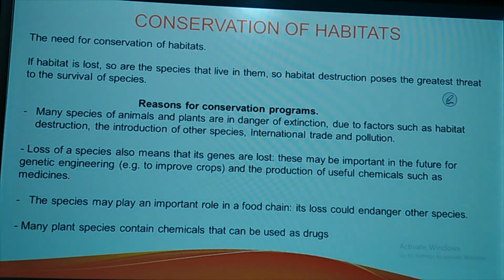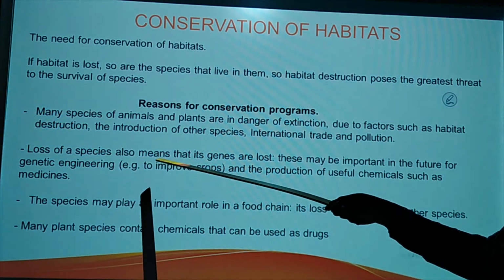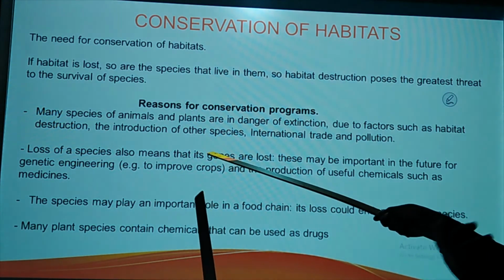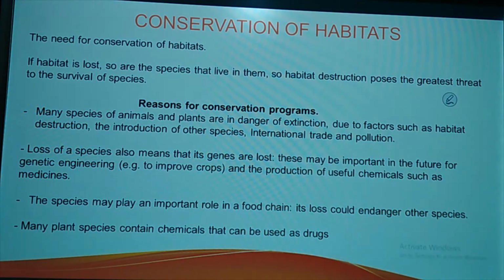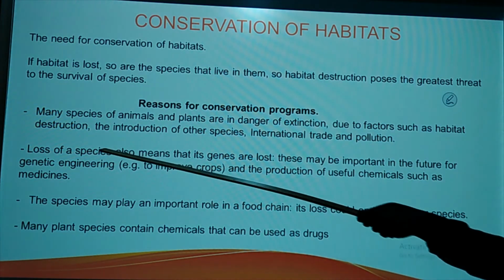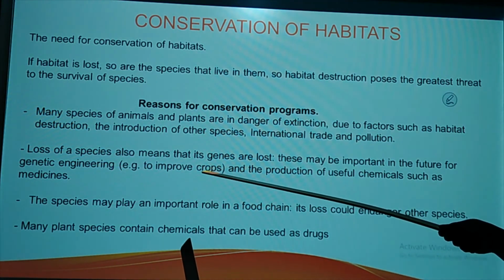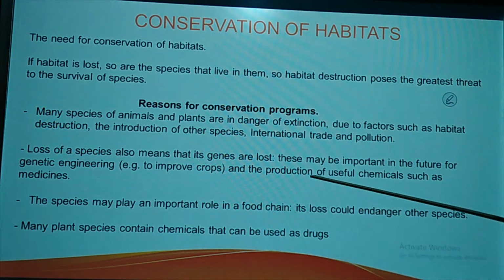Okay? The second one is loss of a species also means that genes are lost. Okay, if we lose one species, it means that genes are lost. And this may be important in the future of genetic engineering. So if we keep losing genes or we keep losing species, we will not be able to improve our crops. Okay? We will not be able to improve our production of useful chemicals such as medicines.